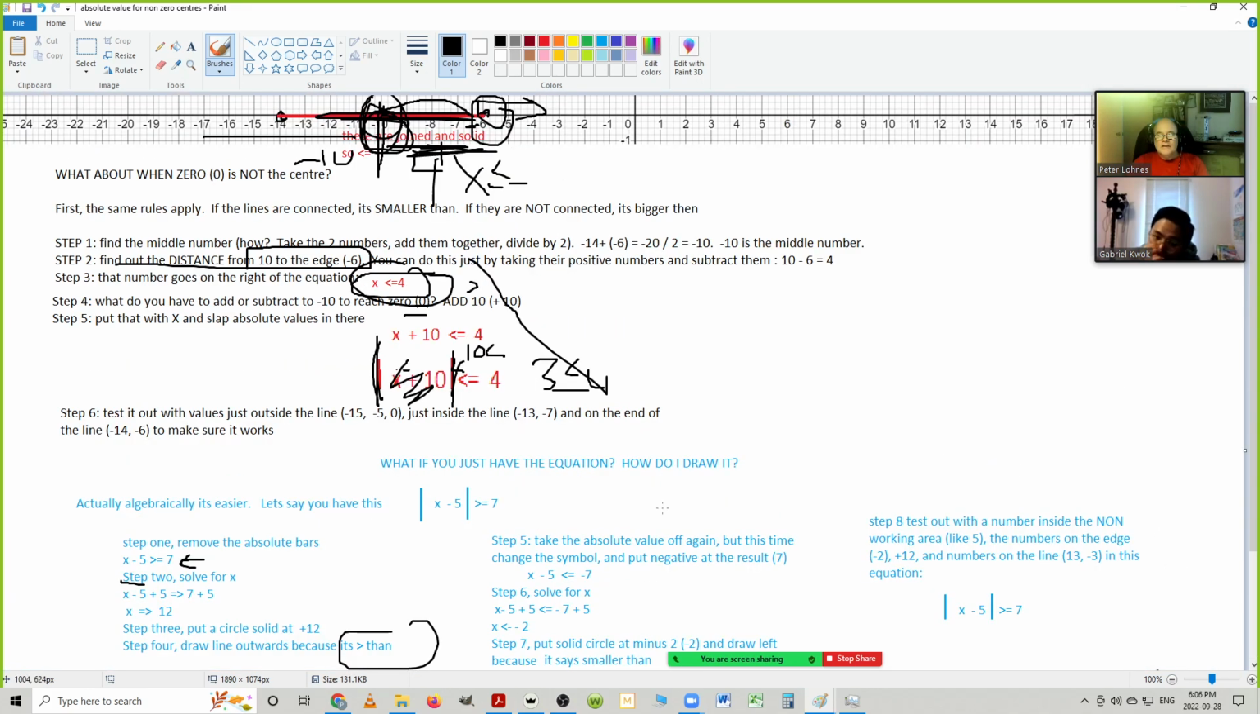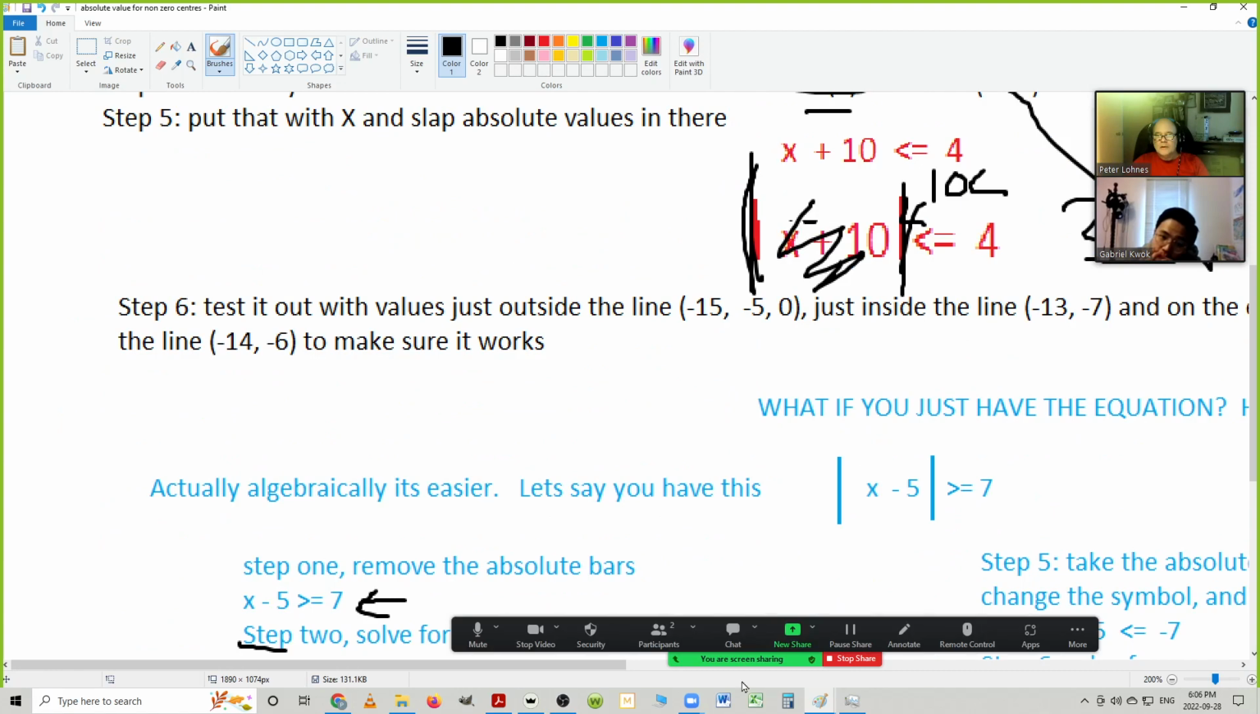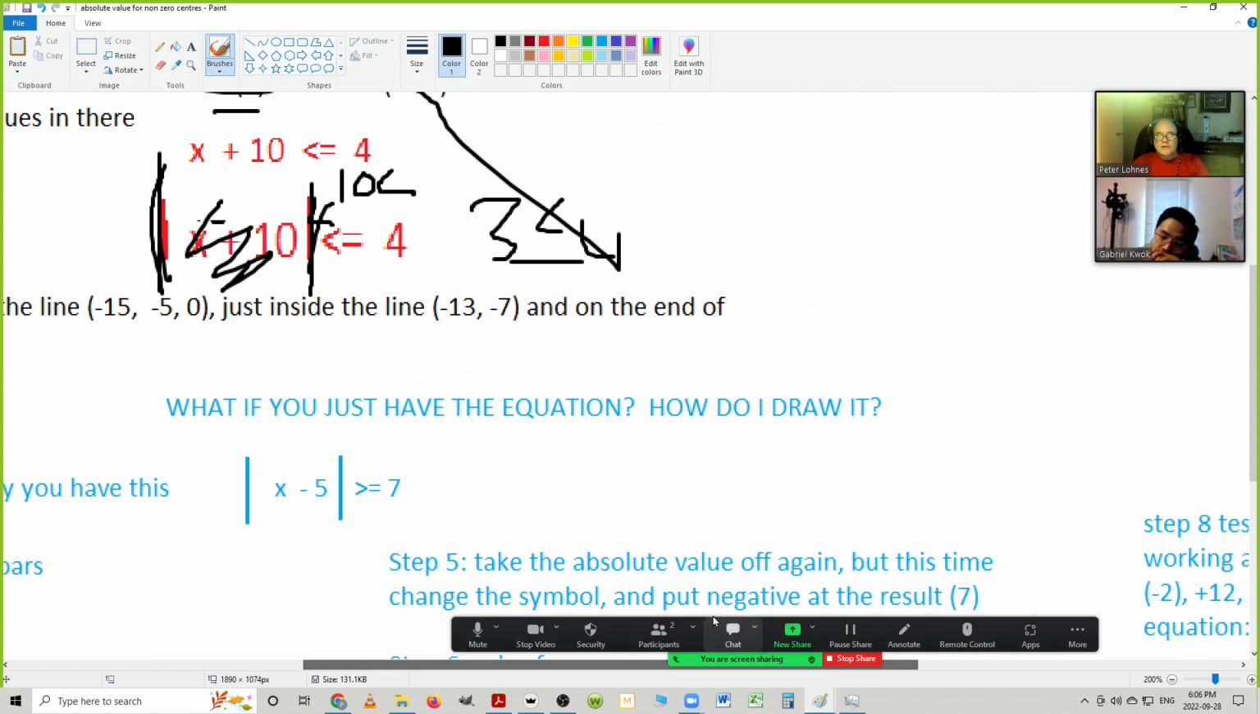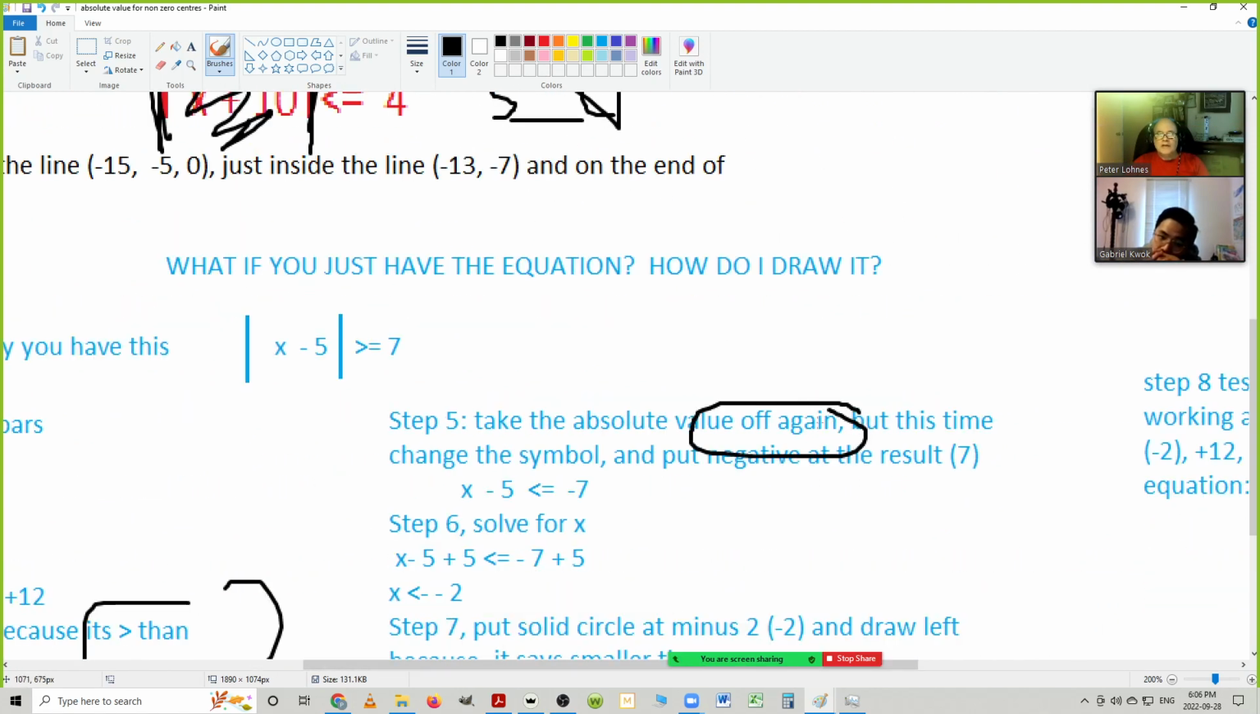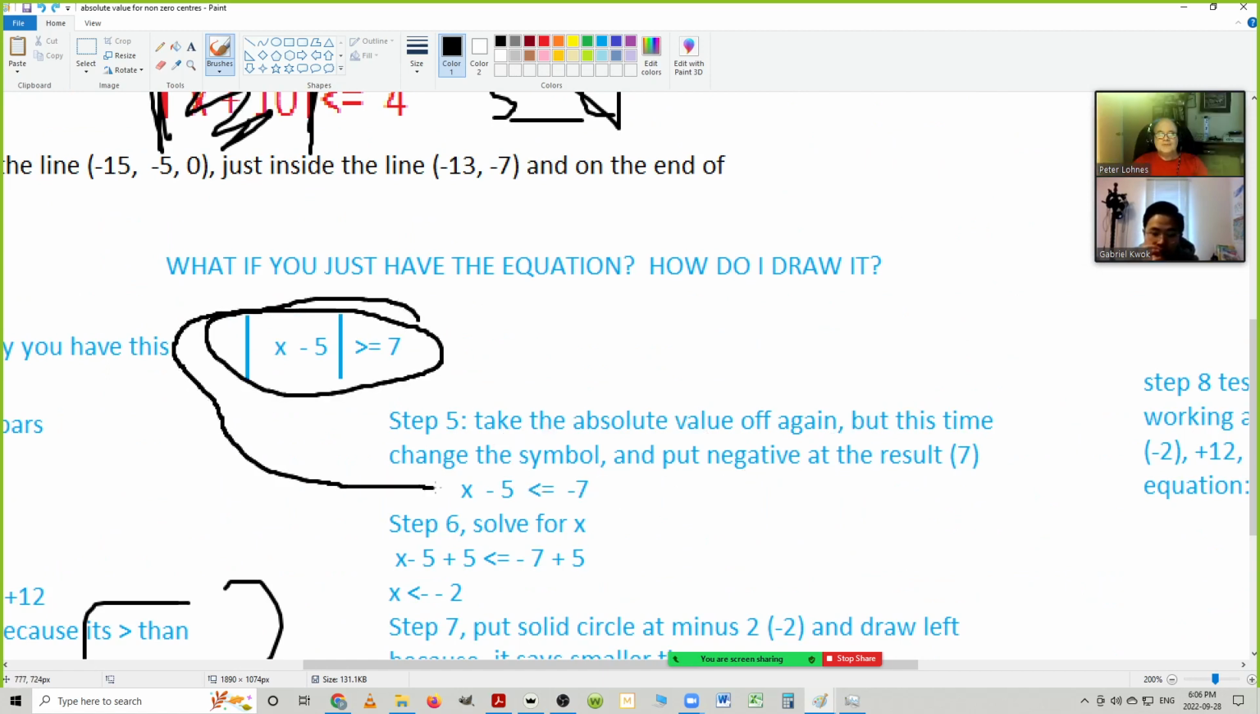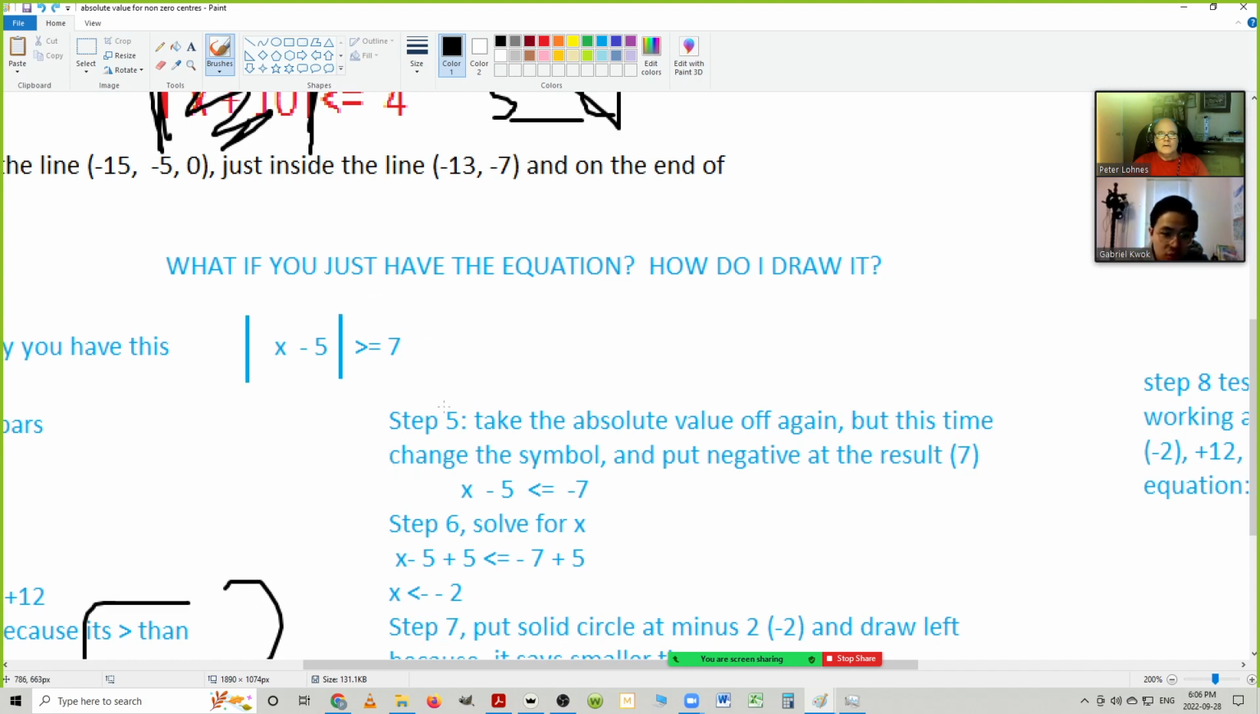Okay, this is the weird part. Take the absolute value off again, but this time change the symbol and put a negative at the number. So we started with this. We take the absolute value off. We change the symbol. What's the symbol going to say? The symbol is going to say smaller or equal to. But then we also have to take the 7 and change it to negative.